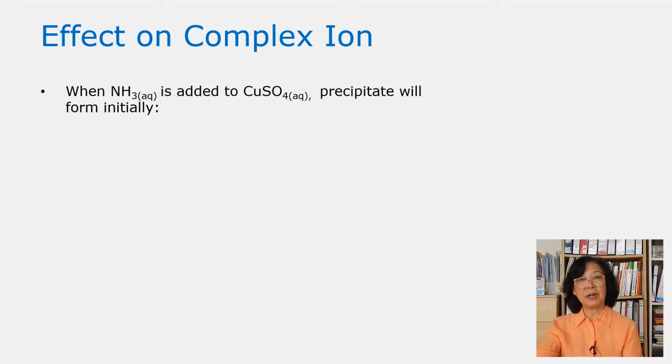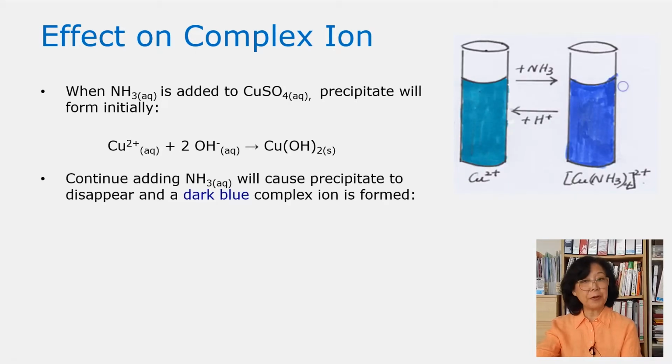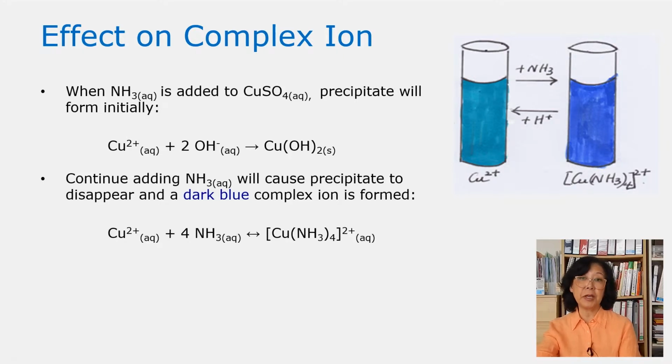If we have formation of complex ions, such as adding ammonia initially to the copper sulfate containing copper 2 plus ion, it will initially form copper 2 hydroxide precipitate. However, if we keep adding more ammonia, it will cause the precipitate to disappear and a dark blue complex will form according to the following equation.